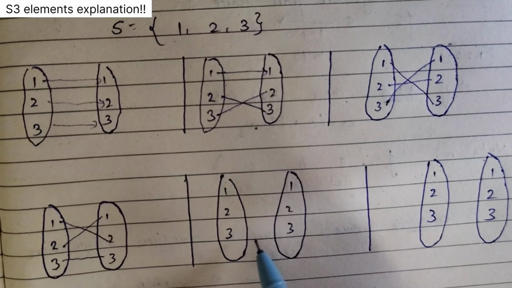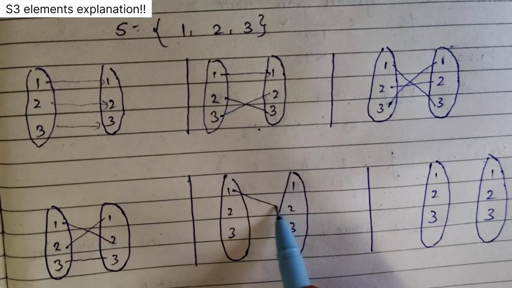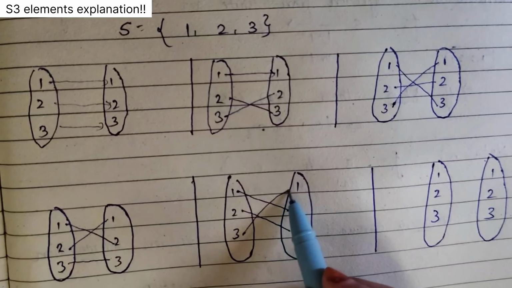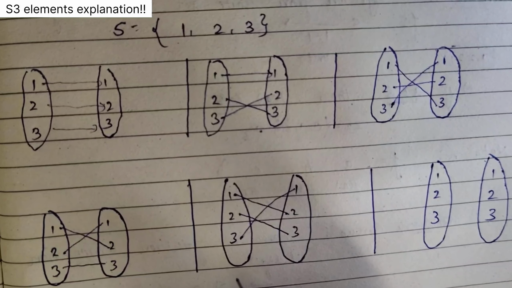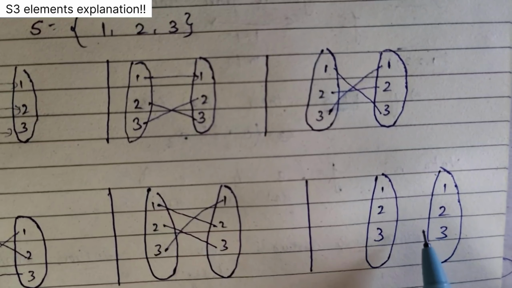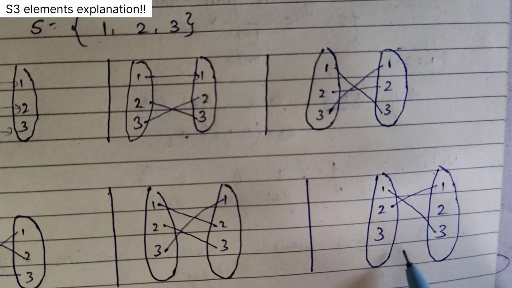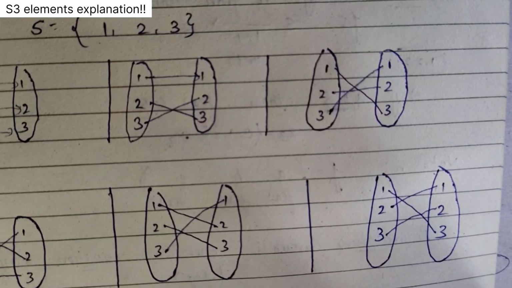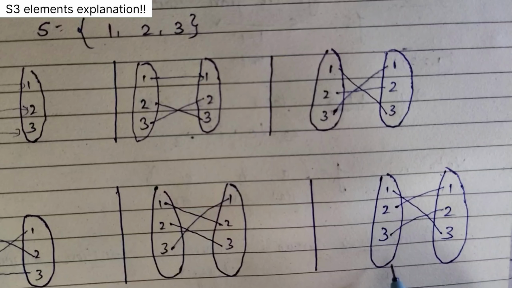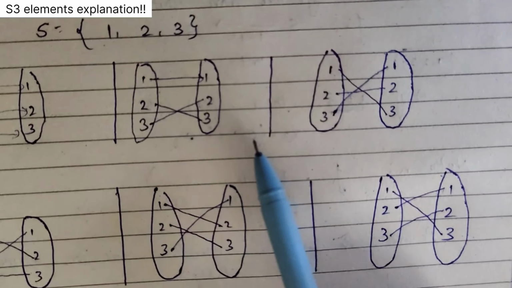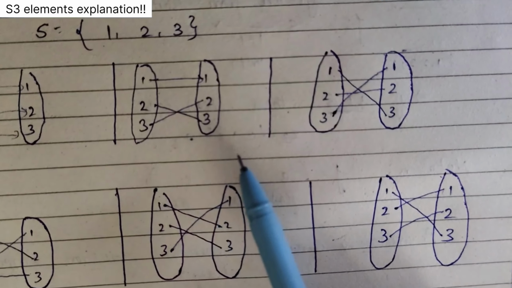Next case is 1 is mapped to 2, 2 is mapped to 3 and 3 is mapped to 1. Yes, this is also a possible case. Next case is we map 1 to 3, then 2 to 1 and 3 to 2. After this there is no more possibility such that the mapping is a bijection. You can check it also.